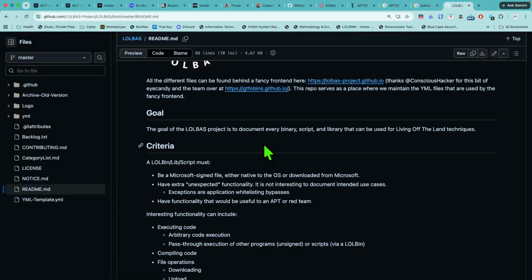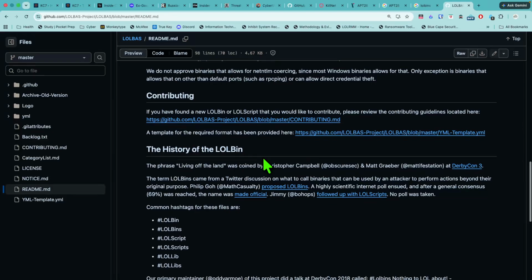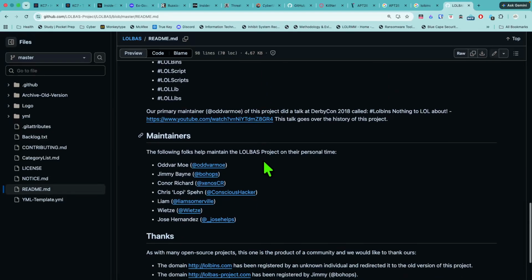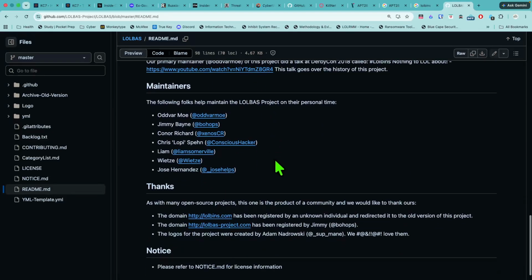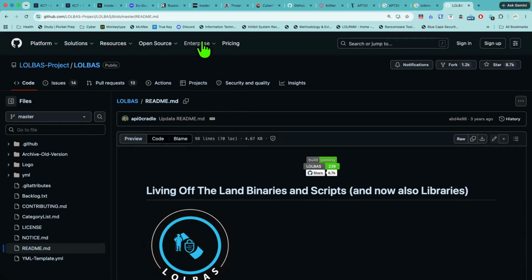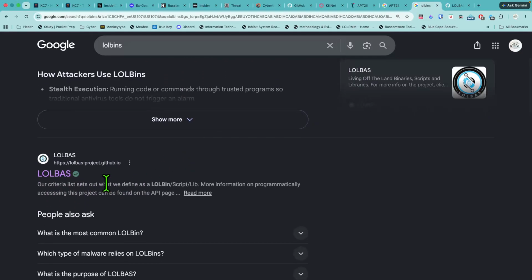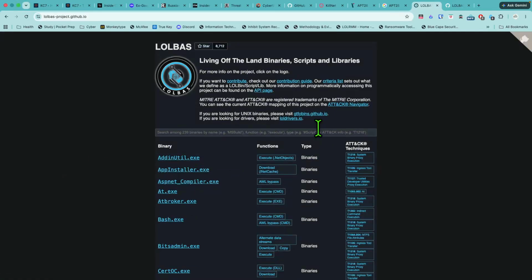All right, the goal of the LOLBAS project is to document every binary, script, and library that can be used for living off the land techniques. This criteria right here, the history of LOLBAS, and much, much more. All credit goes to the contributors and everyone associated with this. If you want to check out their GitHub, you can find it here. But like I said, all credit goes to them. And this is the LOLBAS project. So this is going to help you better understand the living off the land binaries, scripts, and libraries.